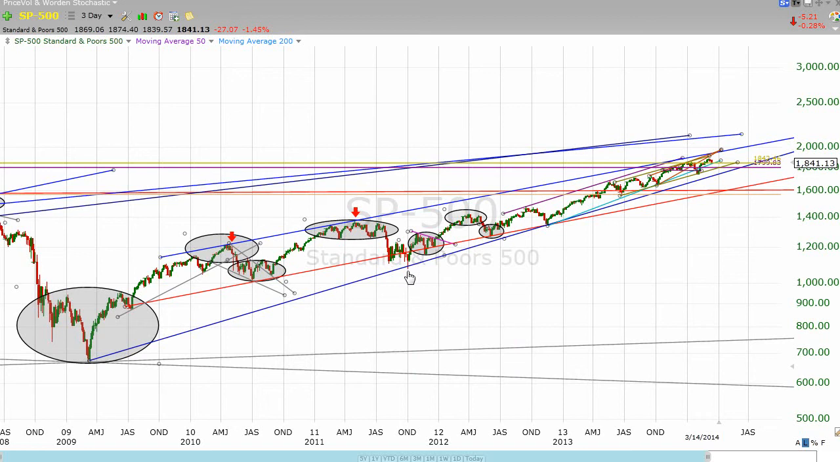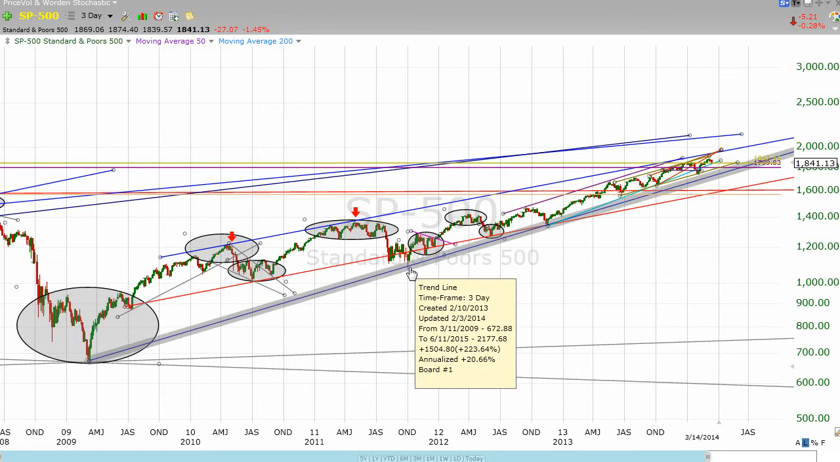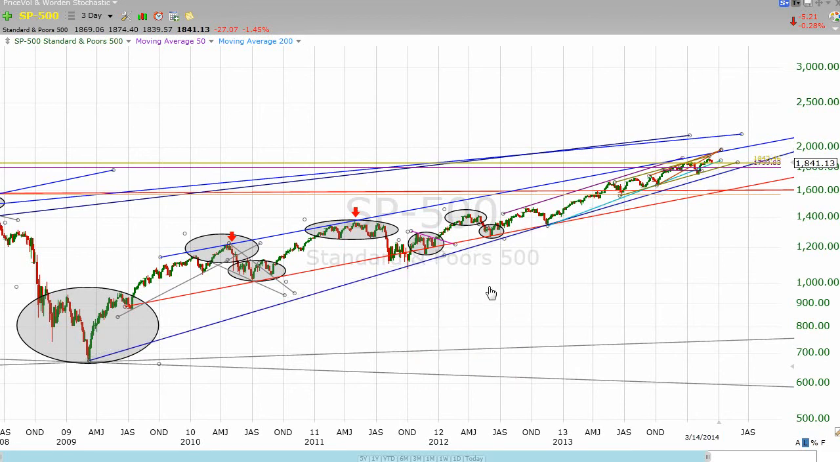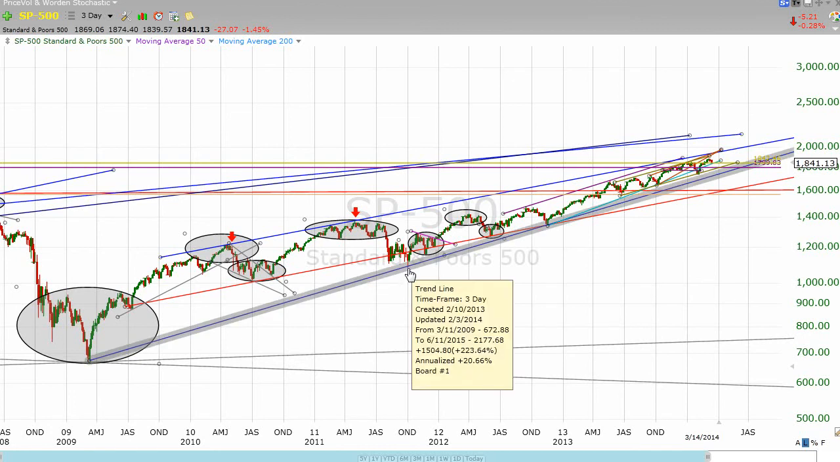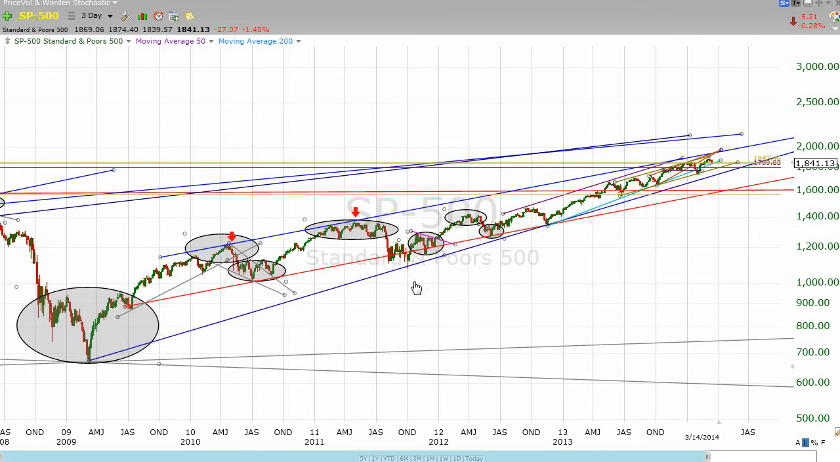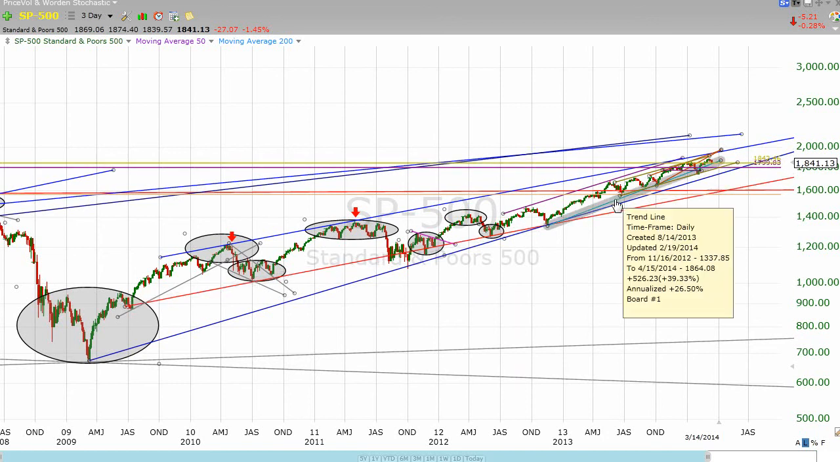I remember where I was when that low got put in right there. The reason I remember was I got stopped out of some stuff on that low, and I didn't like that at all. I got just barely stopped out. But anyway, then we have another low where we started in November of 2012, and so far that line has maintained things. Eventually, it's going to break.